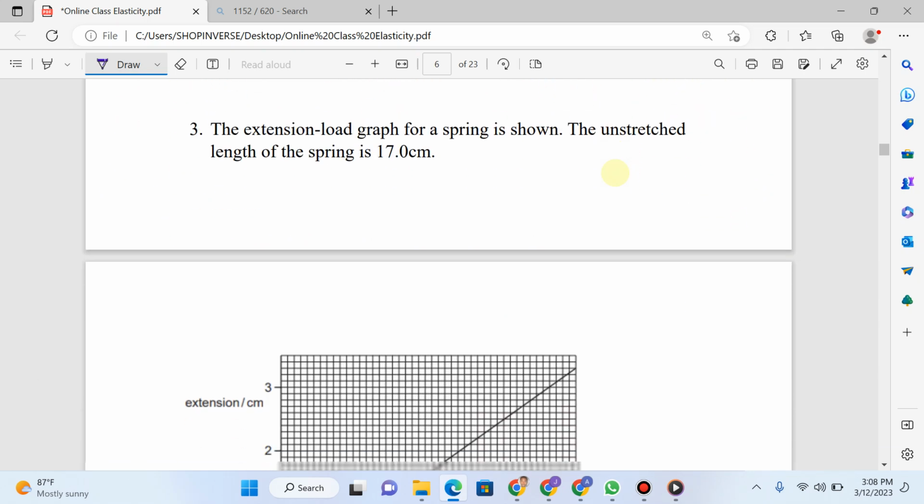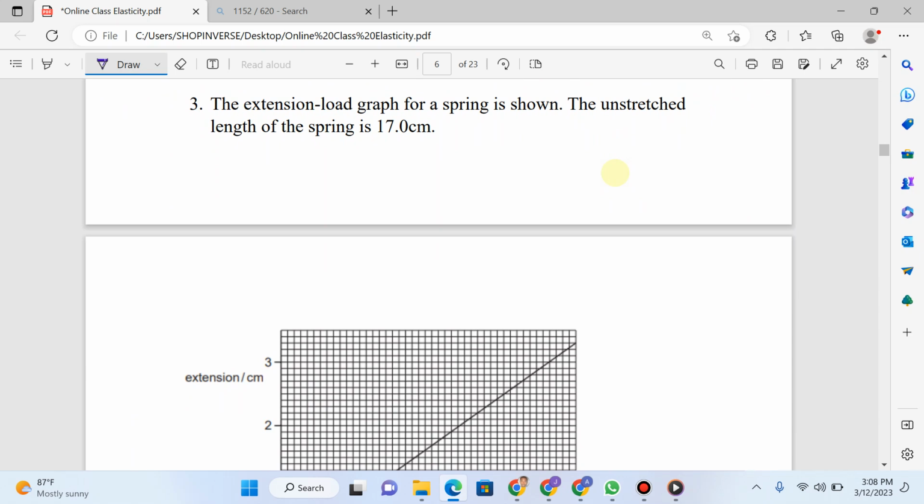Let's go to number 3. The extension load graph for a spring is shown. The unstretched length of the spring is 17 cm. What does that mean? The unstretched length is L0, which is equal to 17 centimeters. That's what we mean by unstretched length. That's the length when no force has been applied, which is 17 cm. Okay, let's continue.